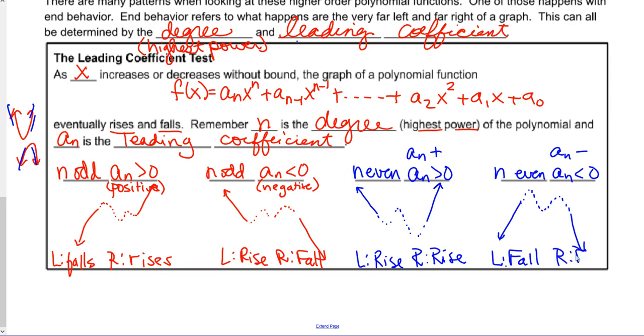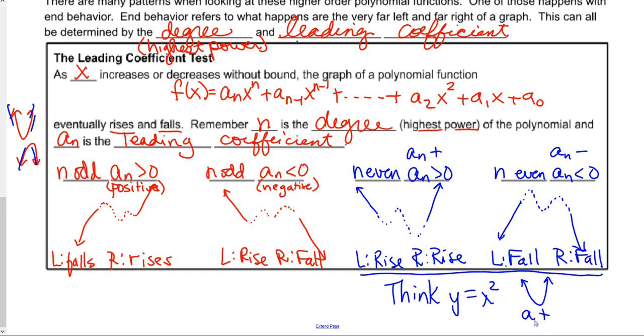Now, here's a trick to remembering this. Hopefully you are familiar with y equals x squared. For the even powers, think y equals x squared. That's the most basic even power. If you are familiar with y equaling x squared, you should know that it is a parabolic shape that opens upward if a sub n is positive, and then in the opposite direction if a sub n is negative.